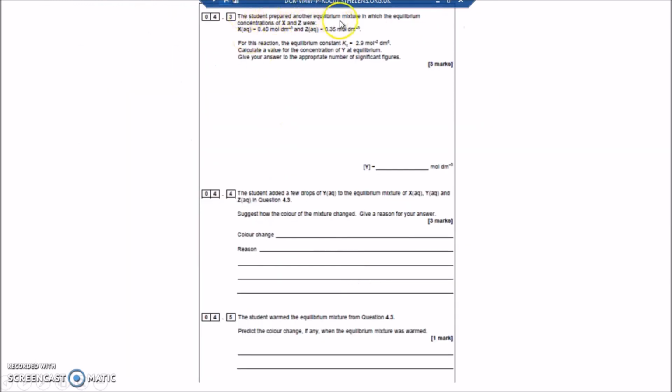The student prepared another equilibrium mixture in which the equilibrium concentrations of X and Z were 0.4 and 0.35. For this reaction you're given an equilibrium constant. Calculate the concentration of Y.